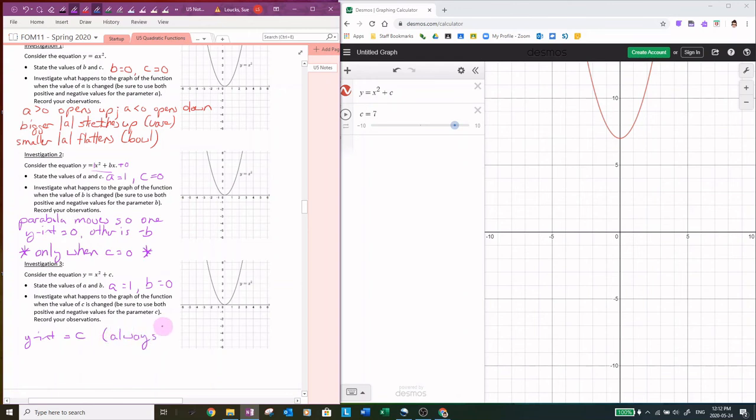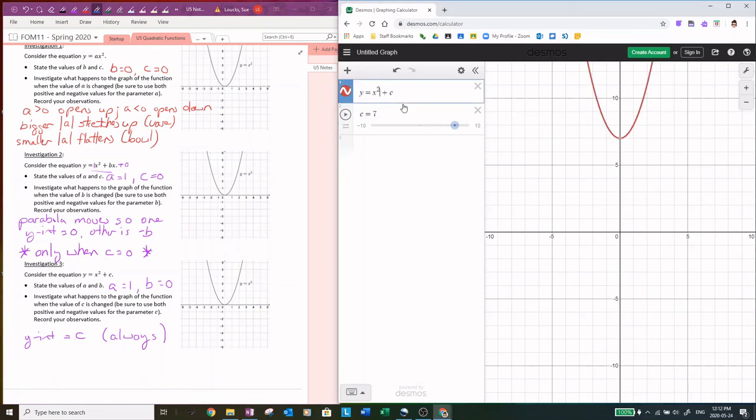That one doesn't depend on what B is. So if we add a value for B, if I add in plus 3x, so my B is 3, my y-intercept is still the C value. Okay? All right, moving on.